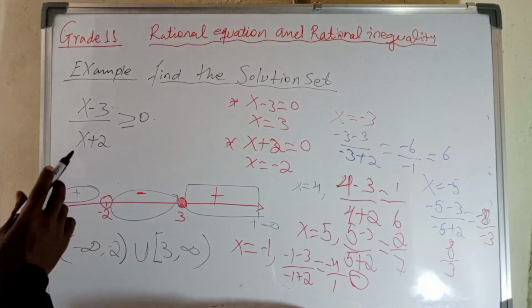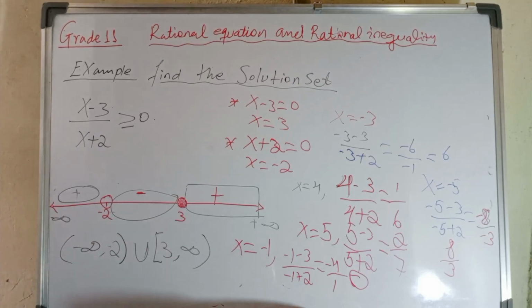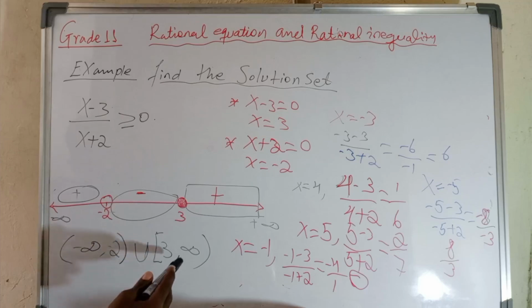So the solution set of the given rational inequality is negative infinity to negative 2 with an open parenthesis, union with 3 included, until infinity, infinitely many numbers.